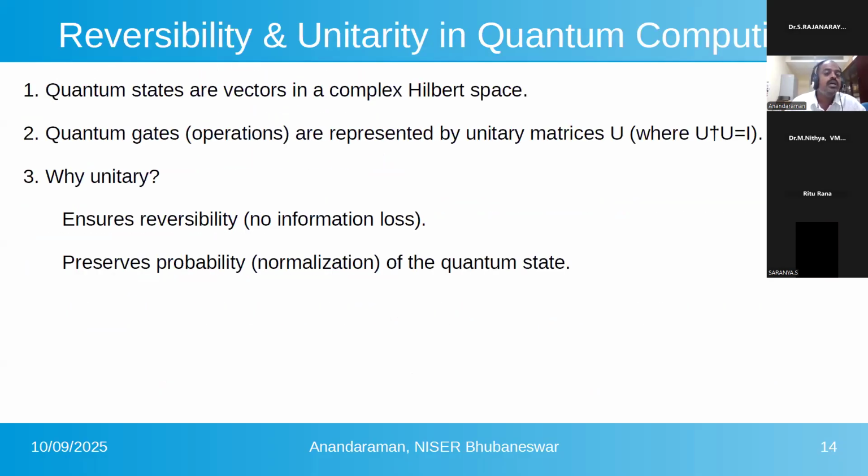Okay. So, reversibility and unitarity in quantum computing. Quantum states are vectors in complex Hilbert space. That means it is like the position of an electron, where it is. So quantum gates are represented by unitary matrices. U dagger U is equal to the identity matrix. Any matrix, if you reverse it, you get the identity matrix. This ensures reversibility, so there is no information loss and it preserves probability. These are the two important reasons why we go for unitary matrices.